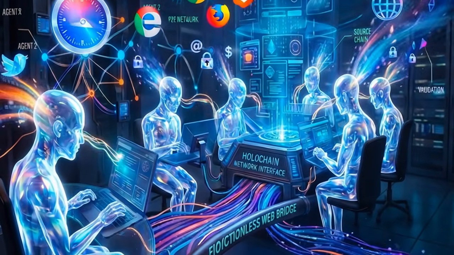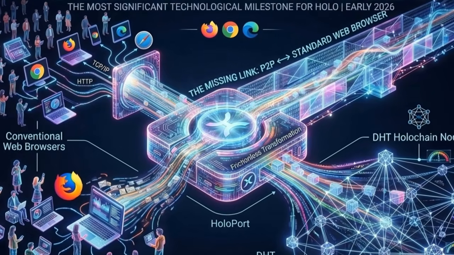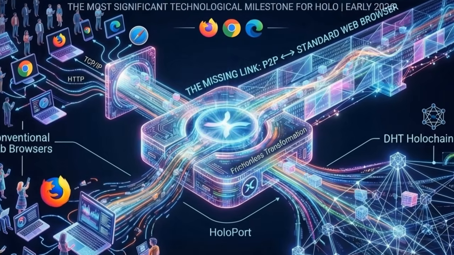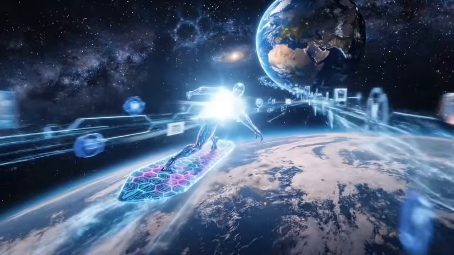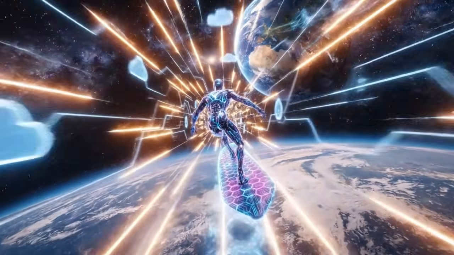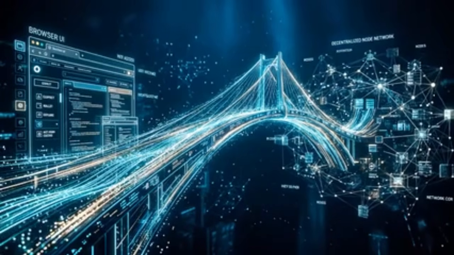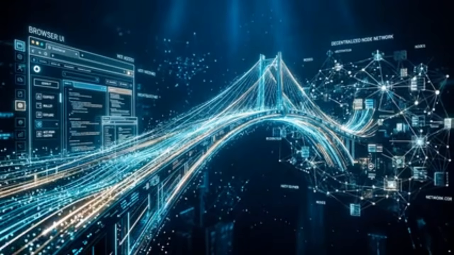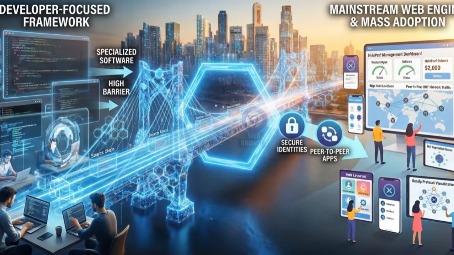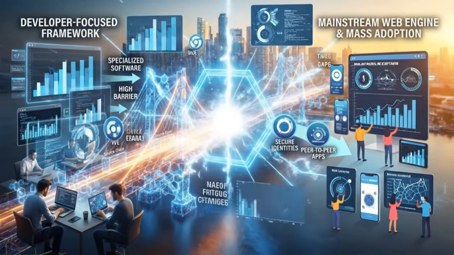The Holochain Frictionless Web Bridge is the most significant technological milestone for Holo in early 2026. This infrastructure is the missing link that finally connects the power of peer-to-peer computing with the billions of people using standard web browsers. By removing the need for specialized software, this bridge serves as a monumental step closer to mass adoption, transforming Holochain from a developer-focused framework into a mainstream web engine.